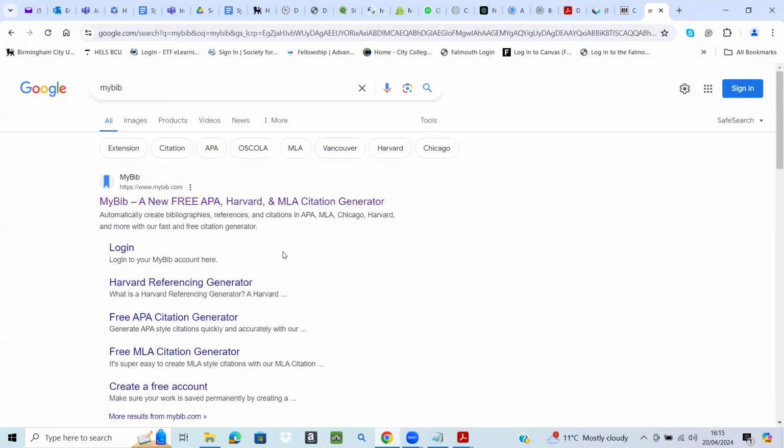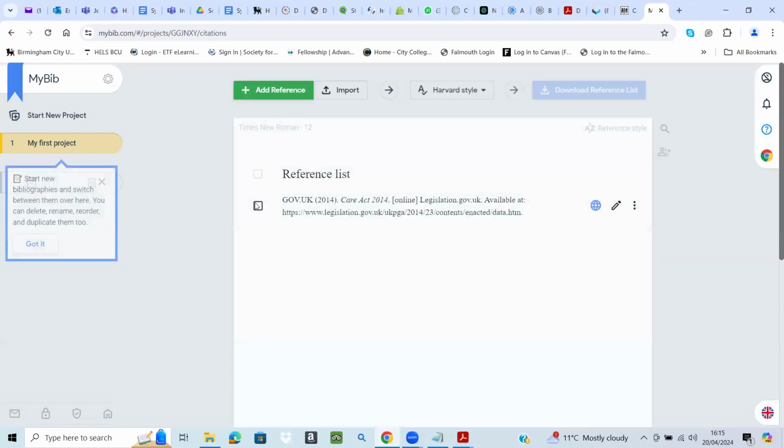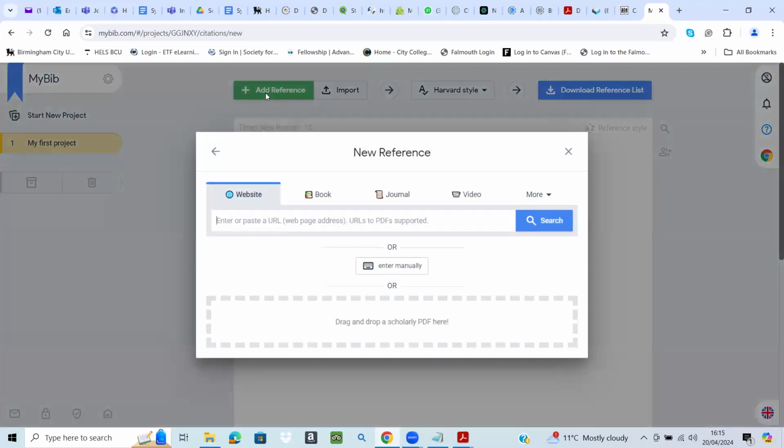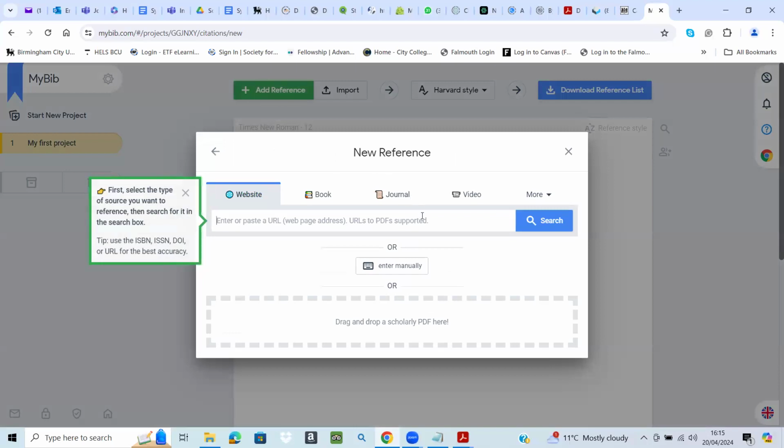For example, if I search it, now I am on the MyBib website. I click here. So this was the one which I made previously for another class. You will have a page like this when you open the website. So we have to look for the Harvard style. Look, here it is mentioning that I am following the Harvard referencing style.